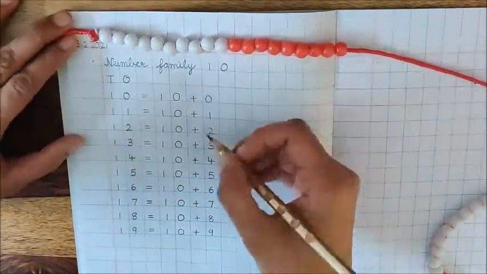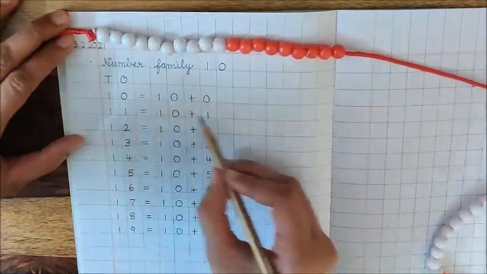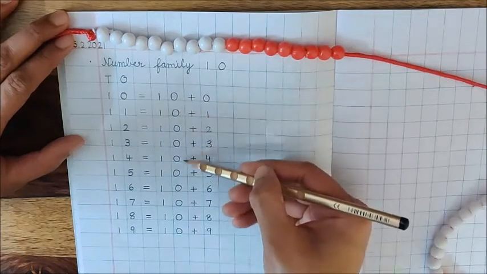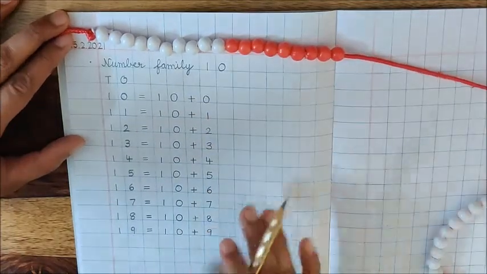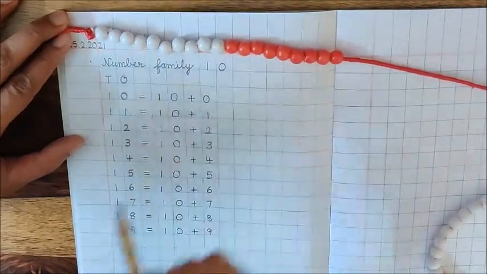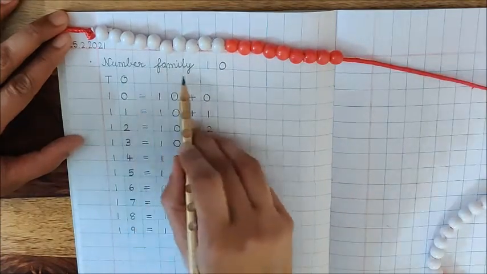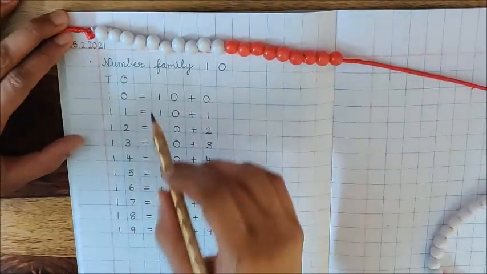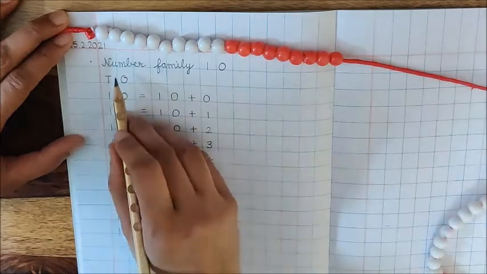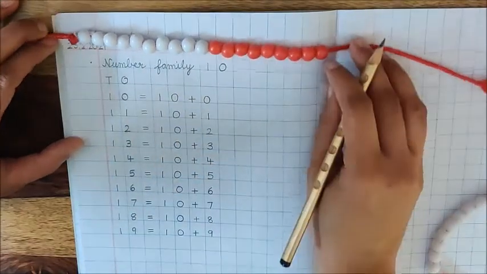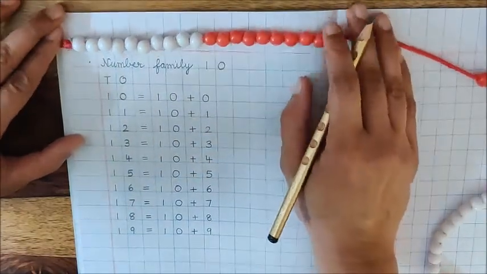Now children, see, all these numbers have got 1 ten in them. That is why they all belong to number family 10. Sab numbers mein 10 hai, isliye wo number family 10 ko belong karte hai. So that's it for today.